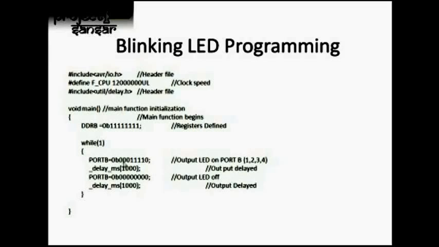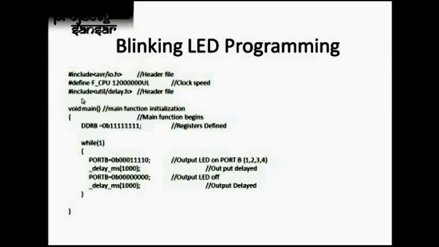Next, PORTB is equal to 0B, 3 zeros, 4 ones and a zero, because in our board we have connected the output LEDs to port B 1, 2, 3 and 4. So when this state is given, the rest of the pins except for these 4 would be in a switched off position.